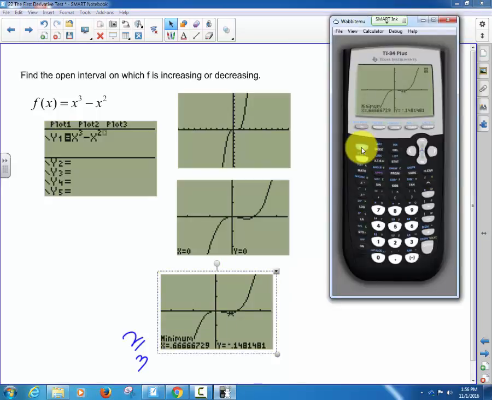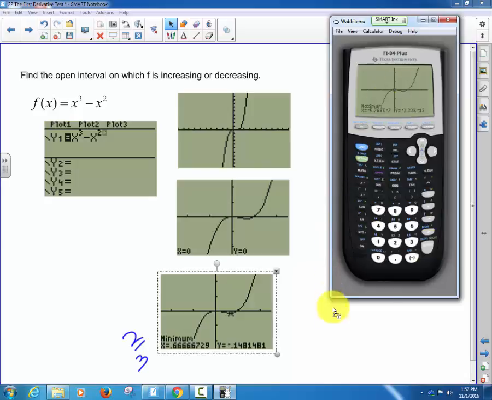Okay? Now we're going to do the same thing to find the max. So we'll do second, calculate, but instead of number 3, we'll go down to number 4 where it says max. Now the left bound for that needs to be way back over here, a negative x value somewhere. So we're going to move over here. I'm obviously to the left. The max looks like it occurs around 0. Then I'm going to move to where I'm obviously to the right of it. And again, I've got my triangles. Okay? I press enter, and it figures out.